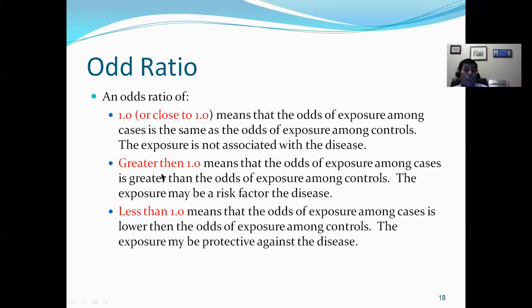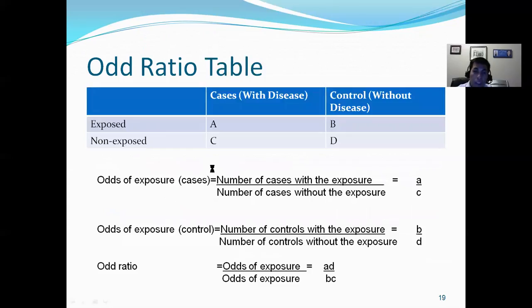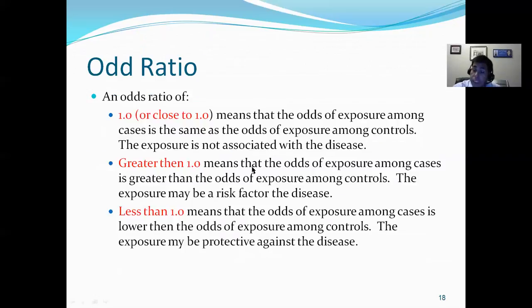However, when it is greater than 1, it means that the odds of exposure among the cases is greater than the odds of exposure among the controls, and the exposure may be a risk factor for developing the disease. On the opposite side, when it's less than 1.0, it means that the odds of exposure among cases is lower than the odds of exposure among controls, and therefore the exposure may actually be protective against the disease. It's not towards the development of the disease.